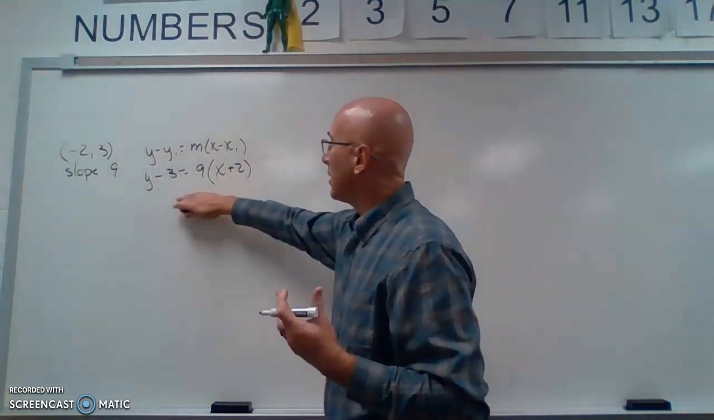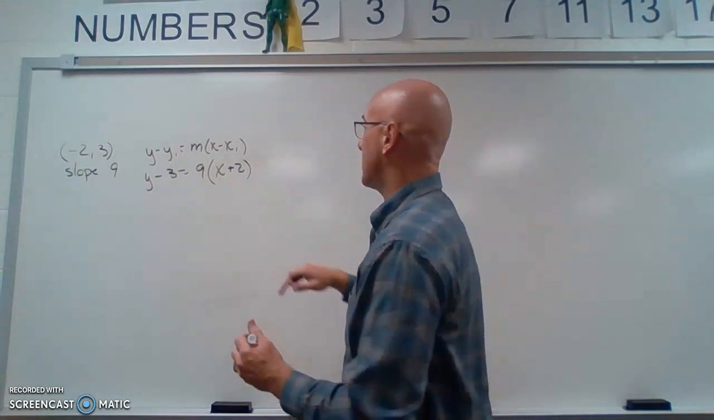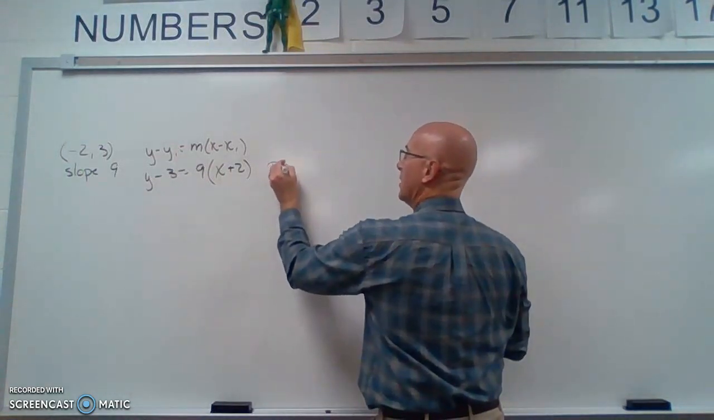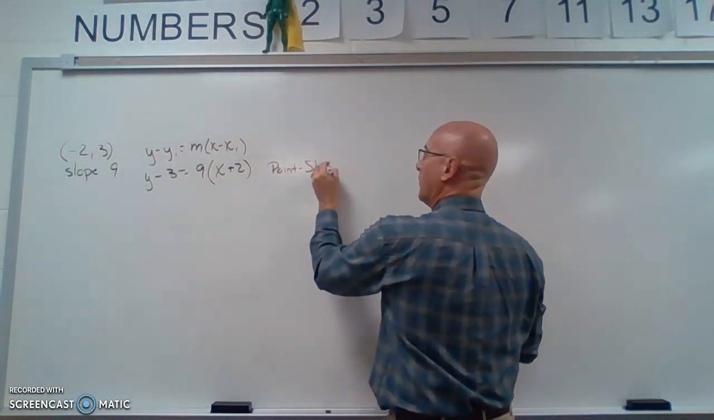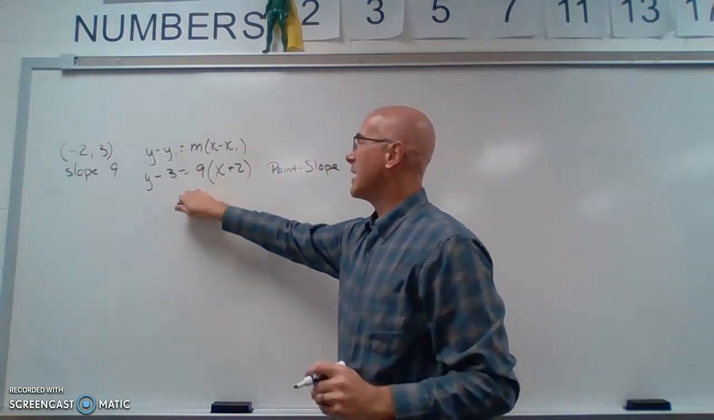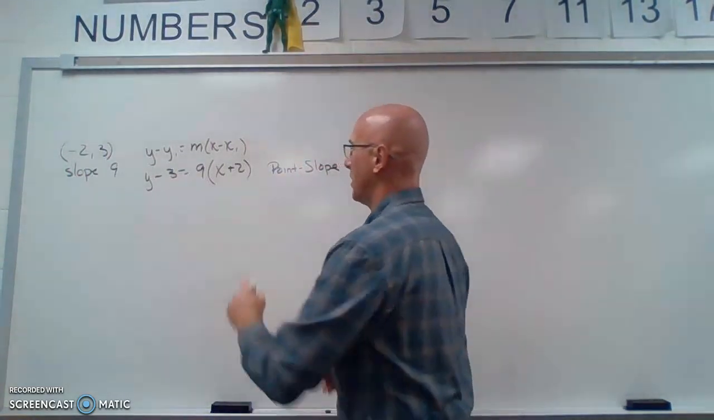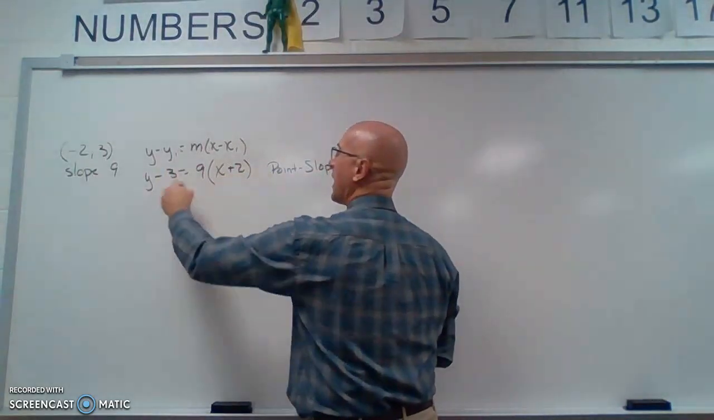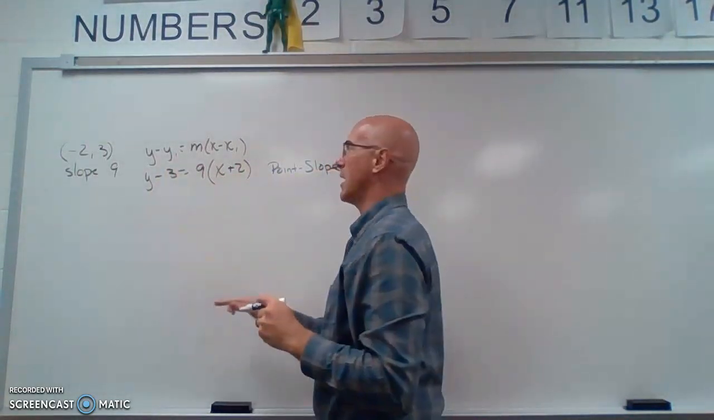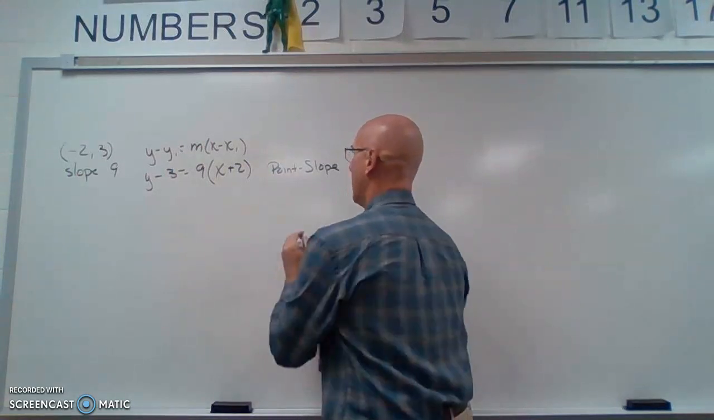So what we're going to do is take this equation, and I'm just going to label this point slope form. Now we're going to take this and convert it to slope-intercept. So we are going to do whatever we have to do to get y equals mx plus b. That's our goal.